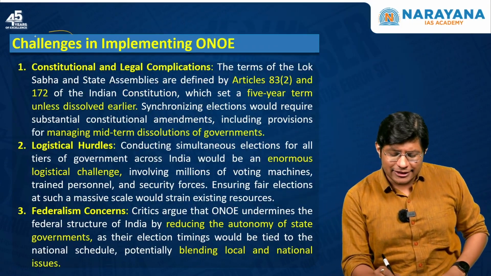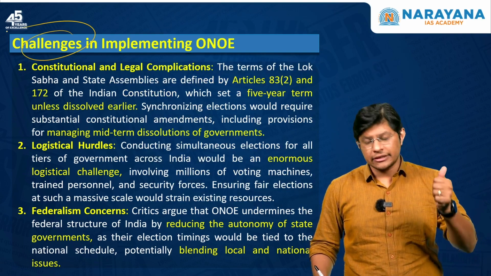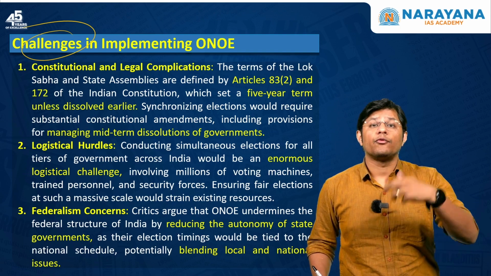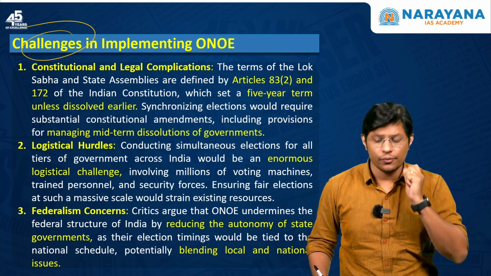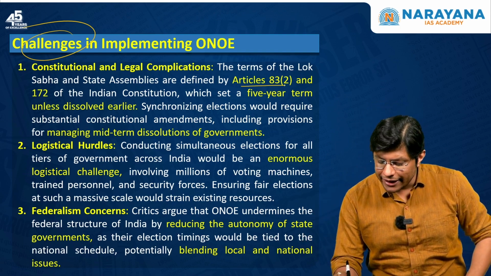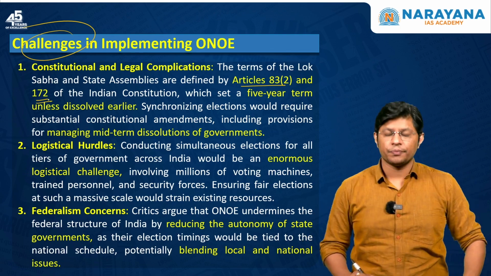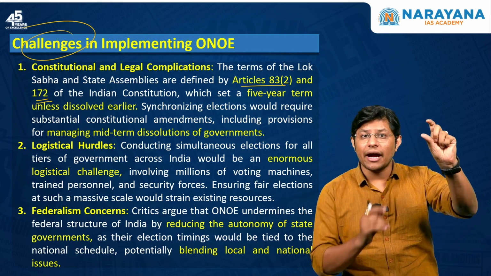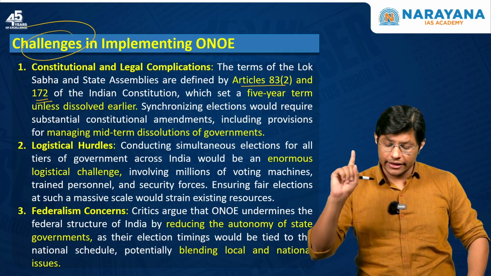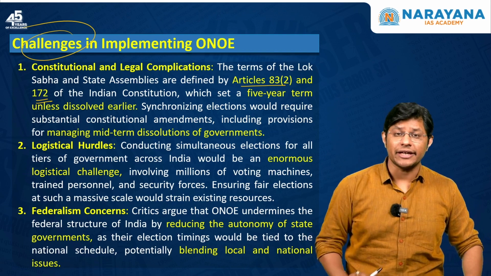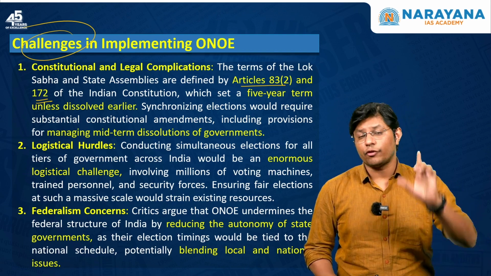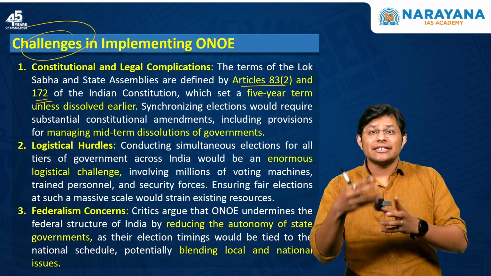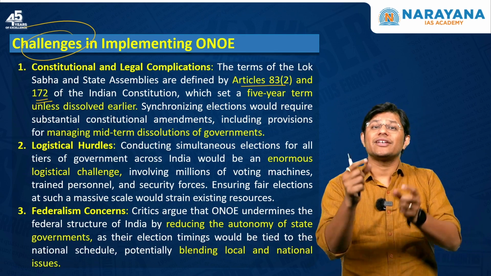Now, talking about the challenges, the first and most significant challenge is that simultaneous elections would violate constitutional provisions. How? For example, Article 83 and Article 172. These two articles have defined the tenure of the Lok Sabha and the State Assembly. Article 83 and Article 172, which means there is a 5-year term for Lok Sabha as well as the State Assembly, right?